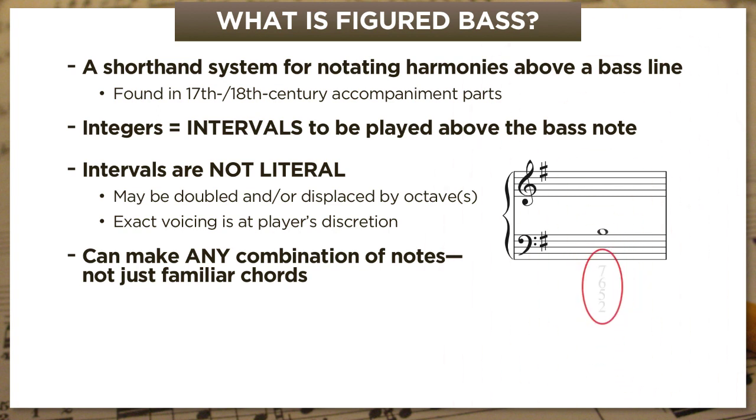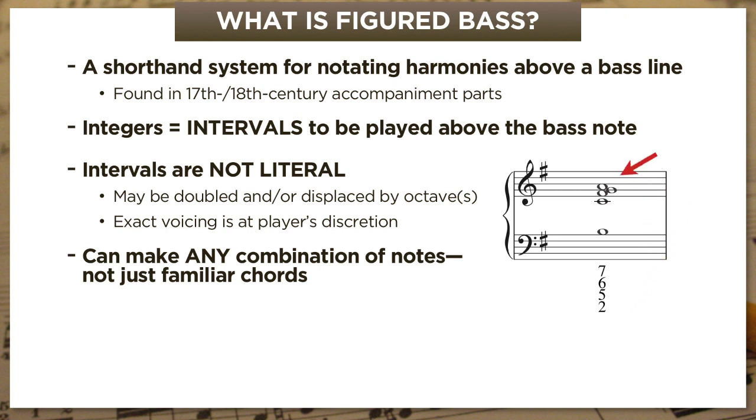Now we're going to take a much more daunting set of figures, 7, 6, 5, 2. So above the B, that would be A as the 7th, G as the 6th, F sharp as the 5th, and C as the 2nd. We've just made that chord with figured bass. Whether or not that's a good idea, of course, is a different question.